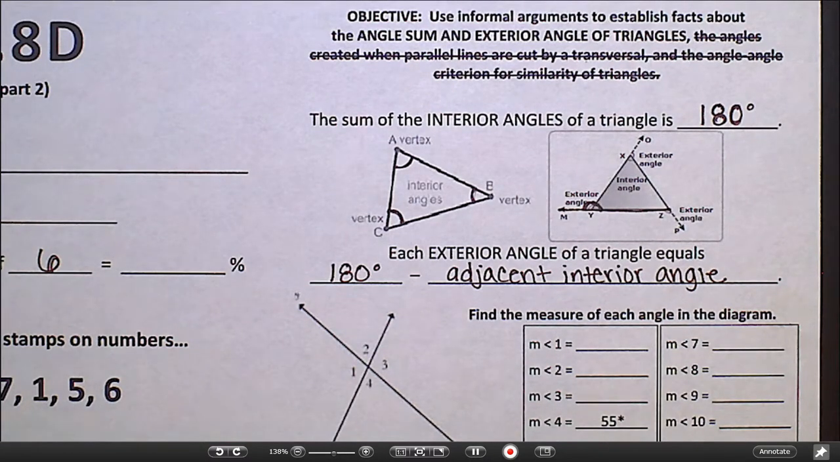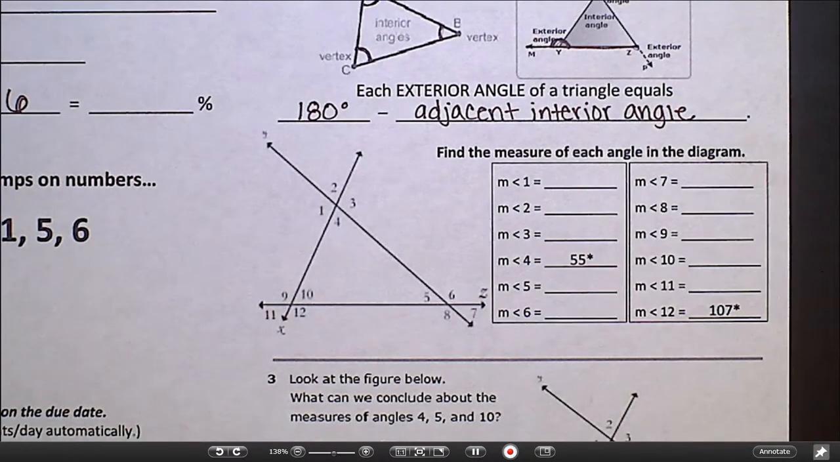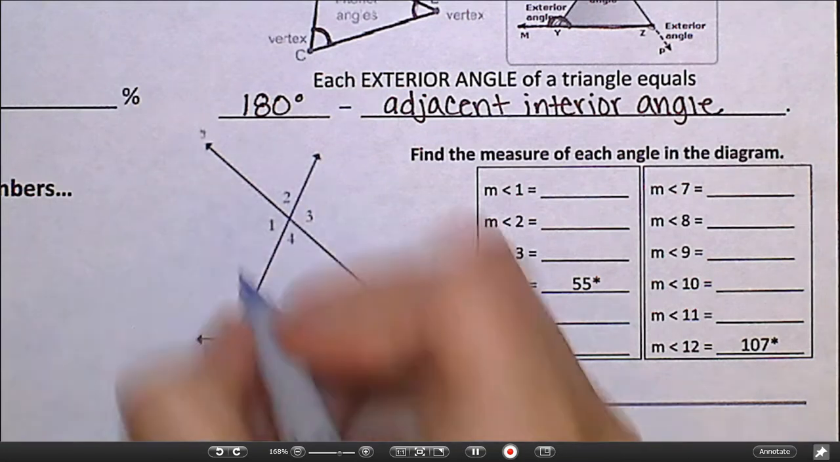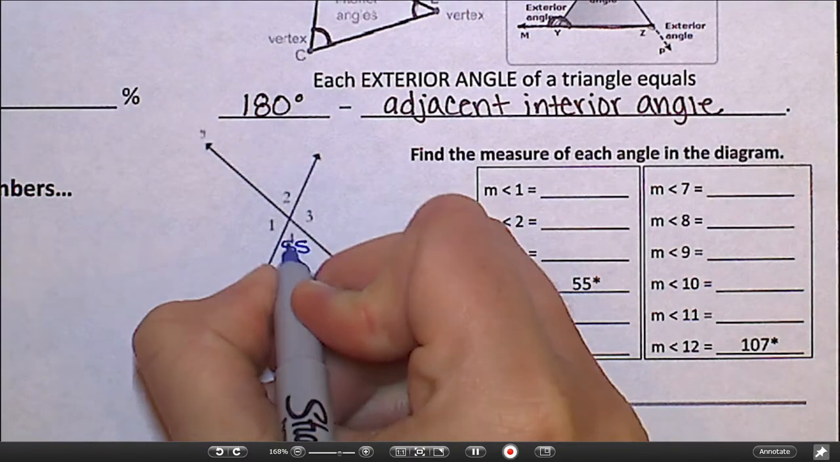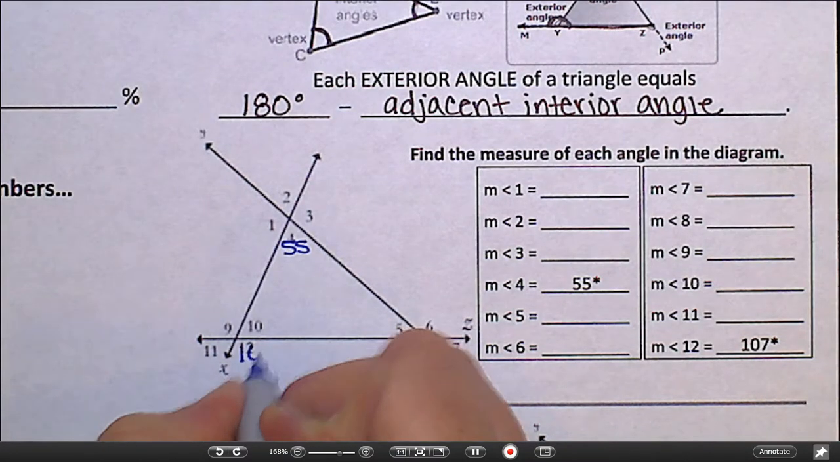Just knowing those two rules, we can actually figure out any angle in one of these puzzles. And that's how I like to look at it, is just as a puzzle. So we're going to do this one together, and this will be just like the ones that you're going to be doing on your own. And I've given you two things to start with. Angle 4 is 55 degrees, and angle 12 is 107 degrees.